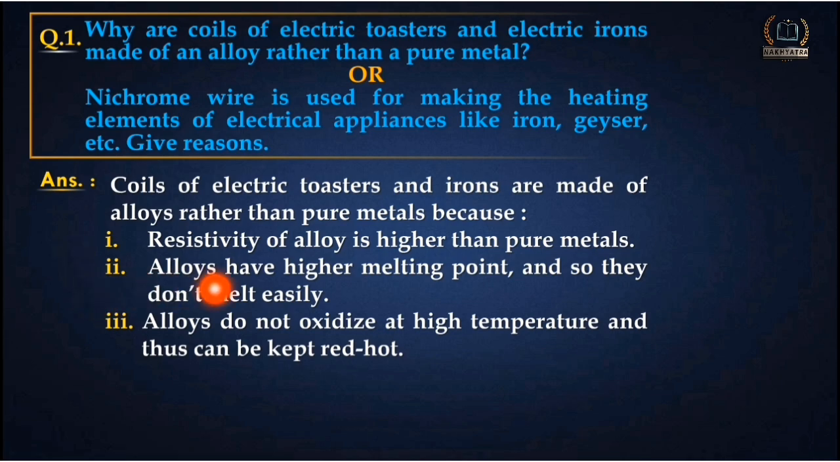Now see the second point: alloys have a higher melting point, so they don't melt easily. Normally pure metals have a comparatively lower melting point than alloys. Thus alloys have a high melting point and don't melt easily, but pure metals melt easily. Now see the third point: alloys do not oxidize at high temperature and thus can be kept red hot. Normally pure metals oxidize easily, but alloys do not oxidize at high temperature, and thus they can be kept red hot.